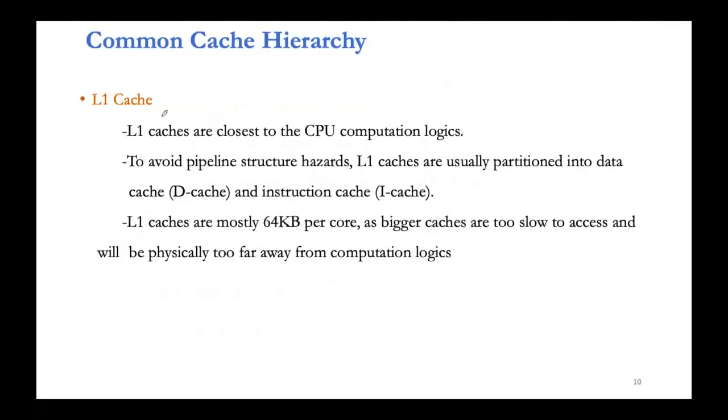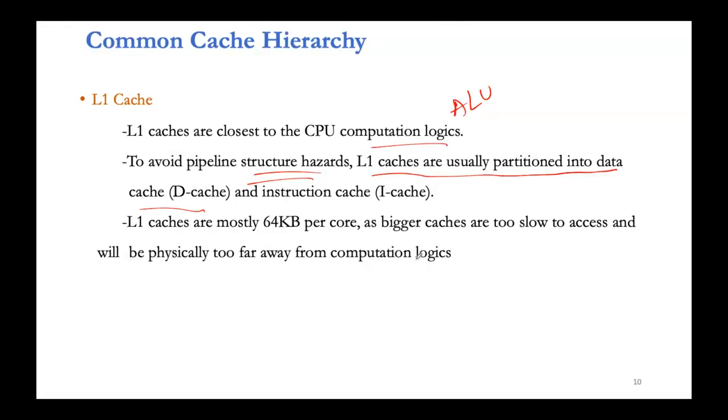So what is the use of the L1 cache? The L1 caches are closest to the CPU computation logic, like your ALU, the arithmetic and logic unit. To avoid the pipeline structural hazard we saw in our pipelining example, this L1 cache is divided into two parts: one is the instruction cache, another is your data cache. So L1 caches are usually partitioned into the data cache, that is D cache, and the instruction cache.